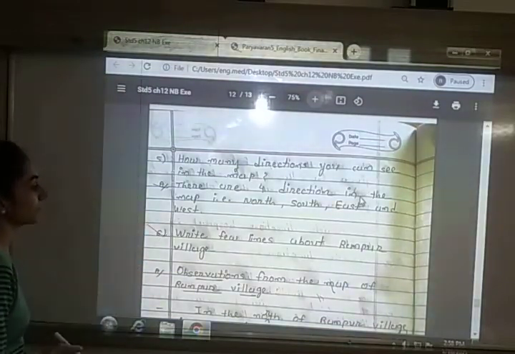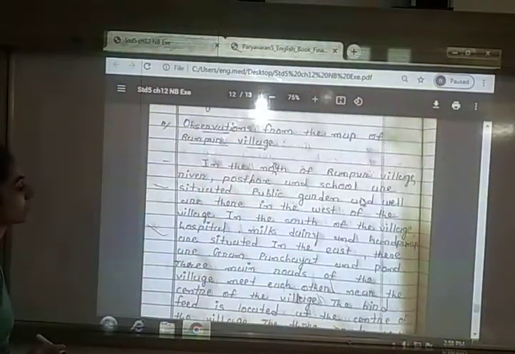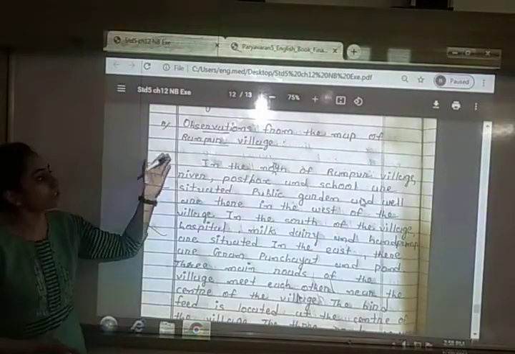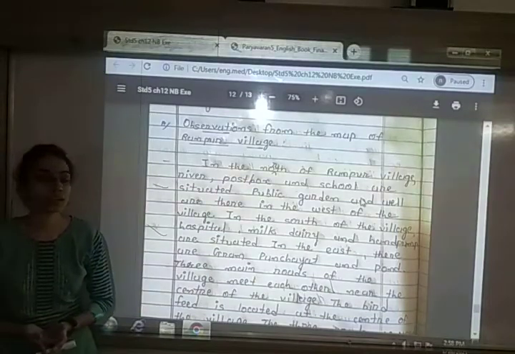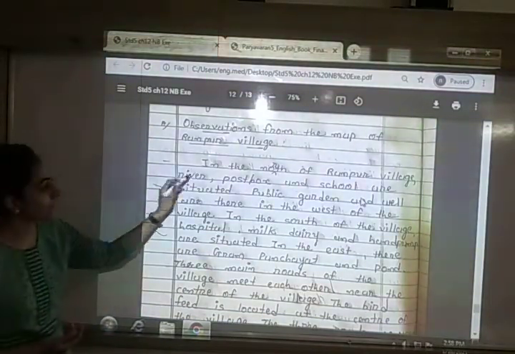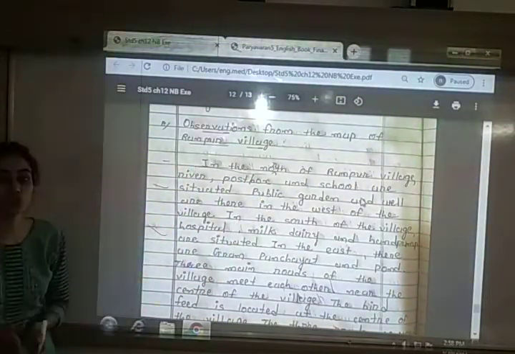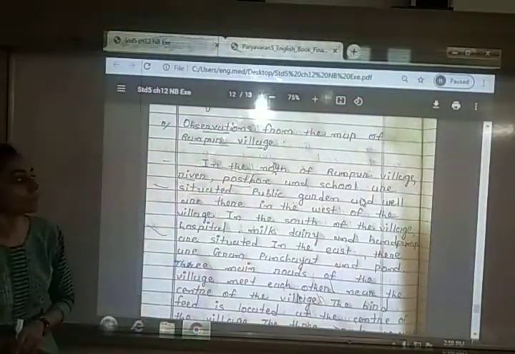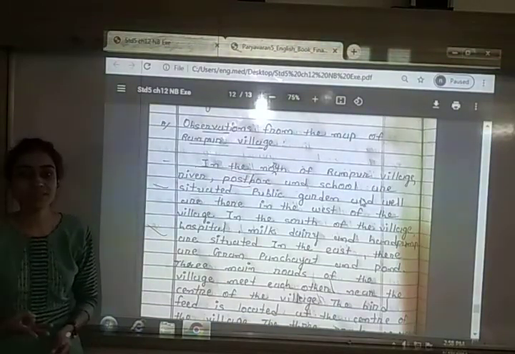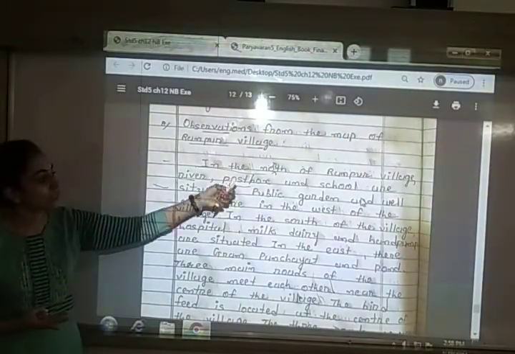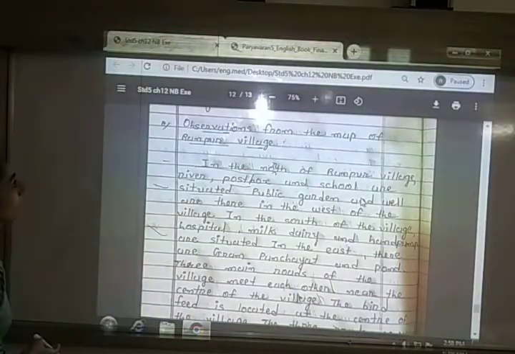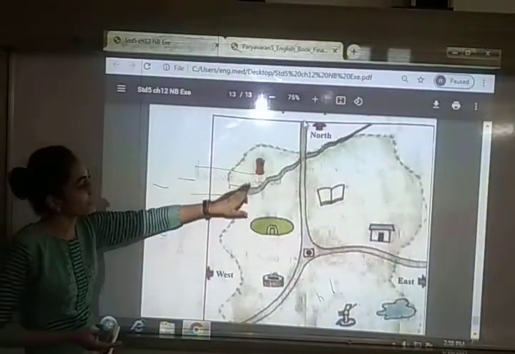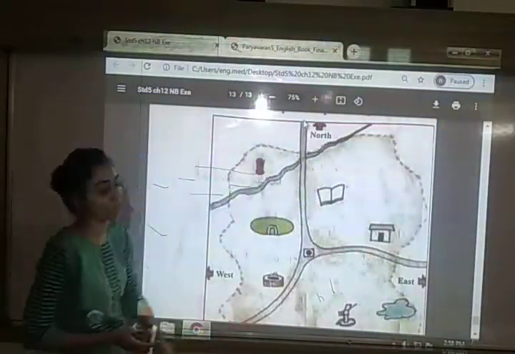Next, number 6, write a few lines about Ranpur village. What you observe from the Ranpur village map, you have to write. So, observations from the map of Ranpur village. First, in the north of the Ranpur village, the river, post box and school are situated. In the north direction 3 places are there, that is post box, school and river. Let me see the north direction, that is this one. So in the north direction, river, post box and school are located.